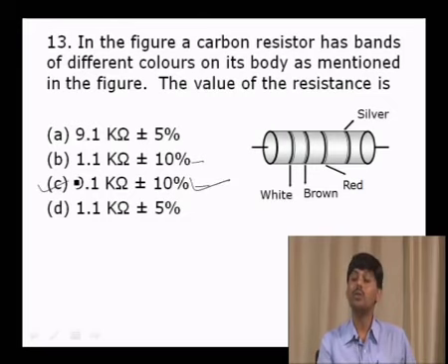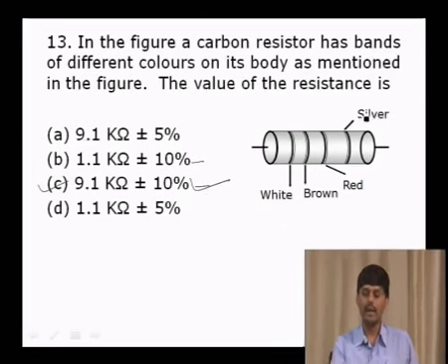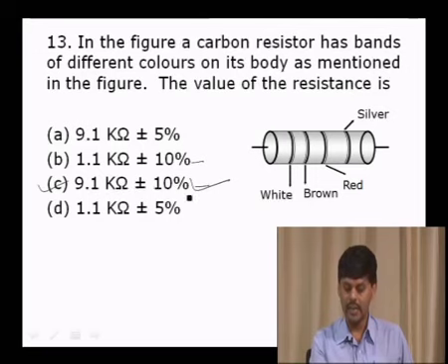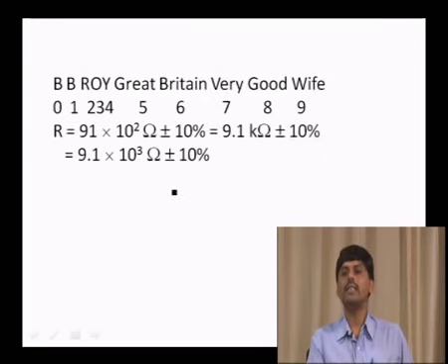Or else we can also do it by taking the help of the color code method. This is a very easy method to identify. If the first and the last colors are there correctly, then the answer is correct. This is the way you are going to calculate the value of the resistor, that is, by taking the help of the color code.